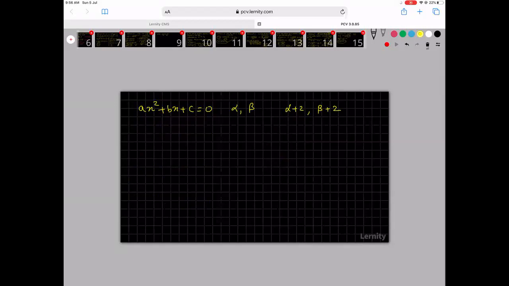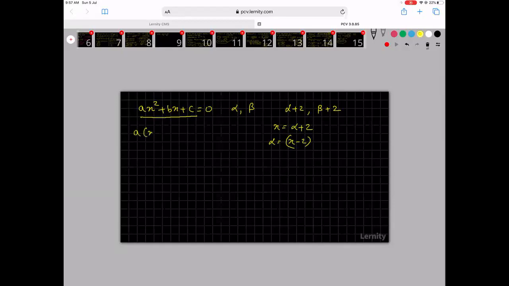So what are we saying? That x is equal to alpha. But we want another equation where we want the x to be equal to alpha plus 2. That means alpha is equal to x minus 2. That means in this case, if I put alpha, I'll get 0. That means if I put x minus 2 also, I'll get 0.